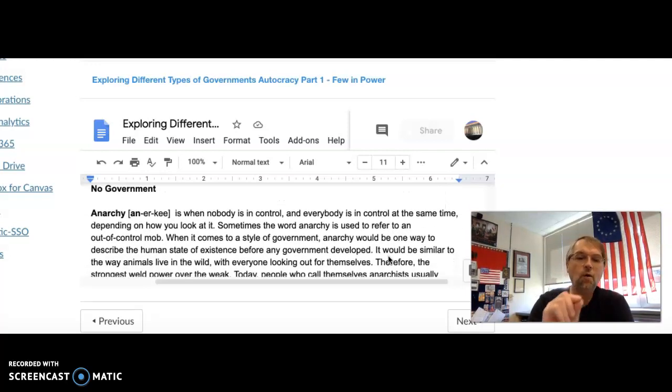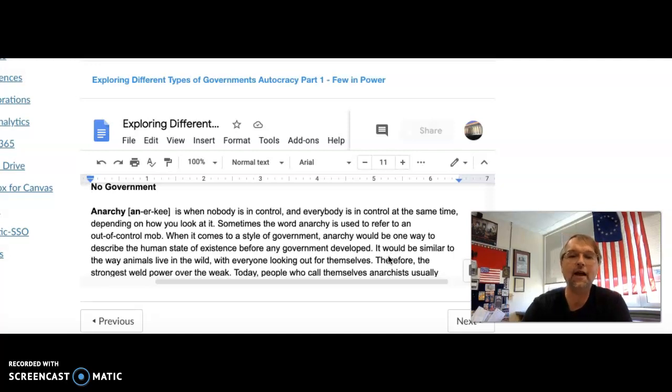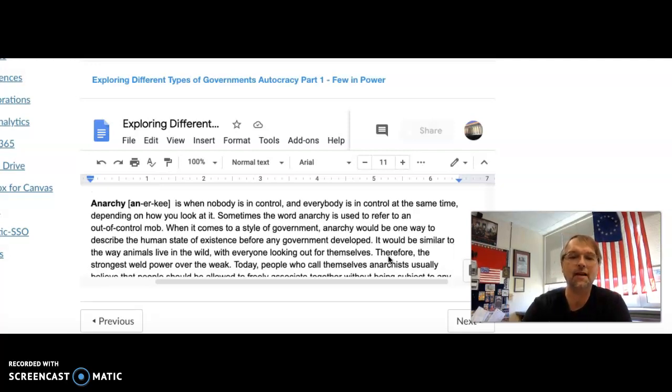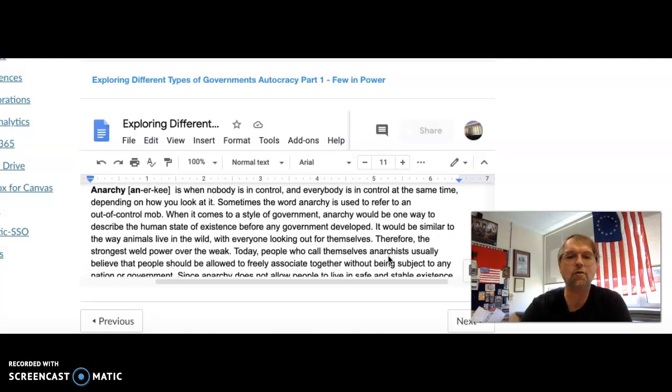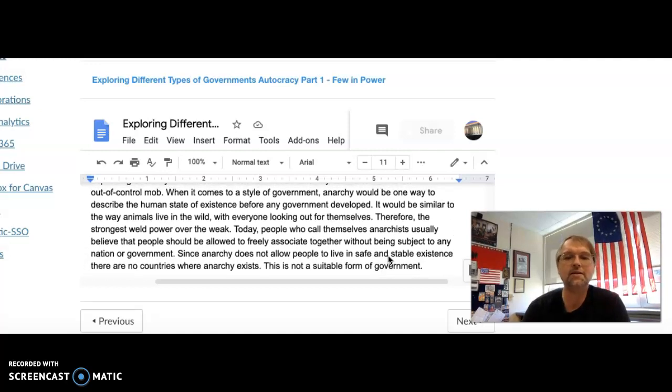Now, there is one other kind of government. Well, it's not really government. It's called anarchy. Anarchy is when nobody is in control and everybody is in control at the same time, depending on how you look at it. Sometimes the word anarchy is used to refer to an out-of-control mob.